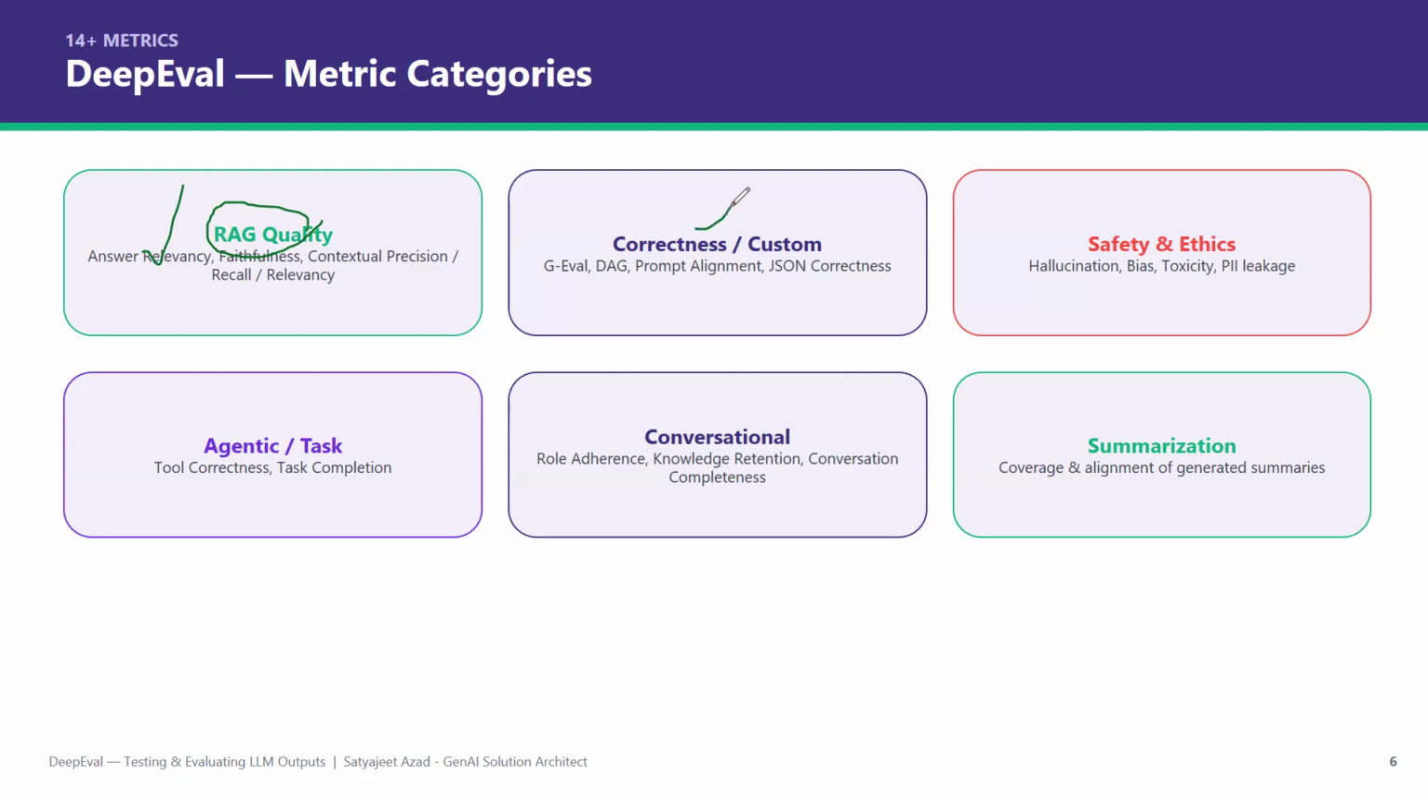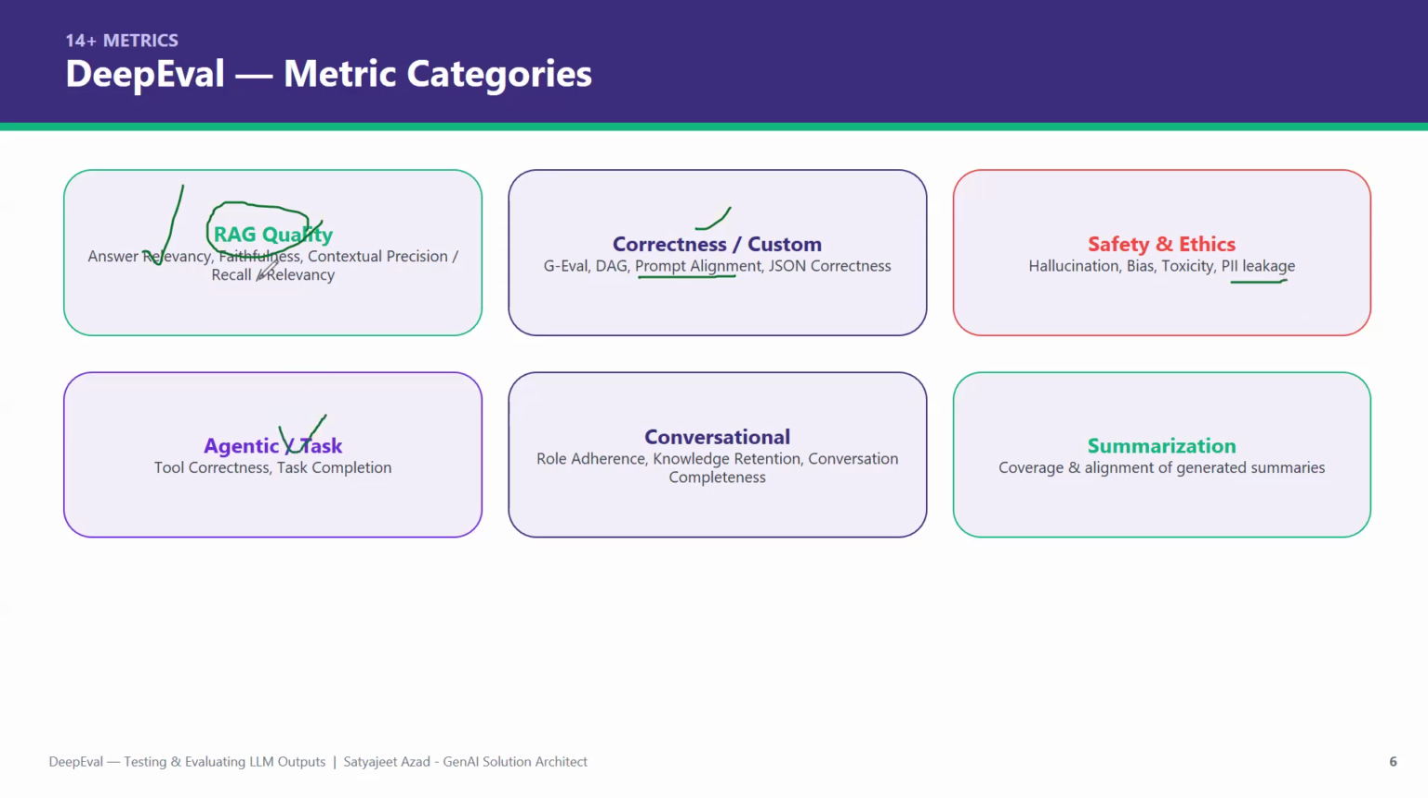There is correctness. So whatever prompt you have passed, whether the response is aligned to it or not. This is another metric. Safety and bias, or whatever you call it: how safe your LLM response or entire system is. For example, whether the response we are getting is hallucinating or biased. Is there any PII leakage, meaning personal identification information?